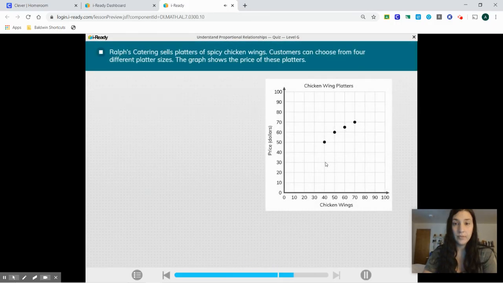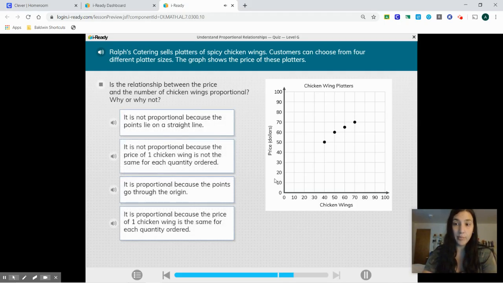Ralph's Catering sells platters of spicy chicken wings. Customers can choose from 4 different platter sizes. The graph shows the price of these platters. It's a straight line, but it doesn't pass through the origin, so that's not proportional, and there's not a constant of proportionality. Is the relationship between the price and the number of chicken wings proportional? Why or why not? So it's not proportional because the price of one chicken wing is not the same. Because if it was the same, we would have a proportional relationship.